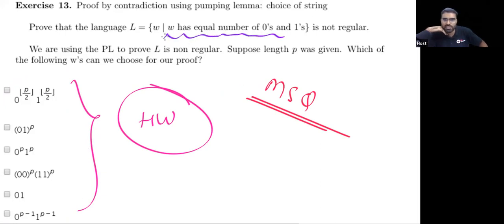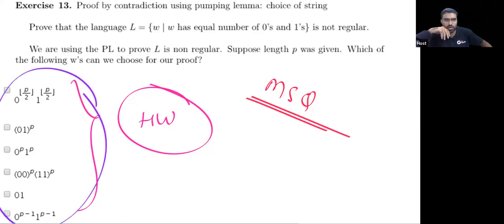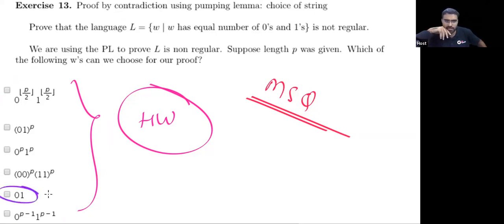See, this is your language: an equal number of 0s and an equal number of 1s. So which string? Every string belongs to L. You can discard this string because it will depend on P. Notice this.